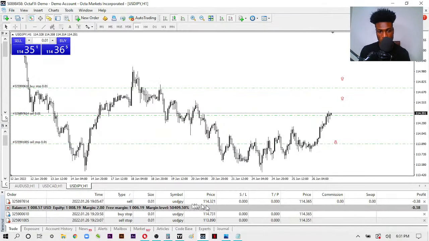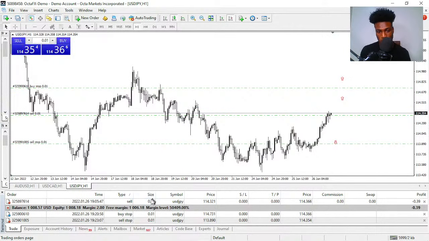So I left this USDJPY trade open, and this $2 margin is trying to tell me that my broker has set aside $2 from this trading account to keep this trade open. Right now, remember the balance is $1,008.57. So free margin is telling me that I have $1,006.17 to open a new trade. Like I have this amount of money to open a new trade or to withdraw from.